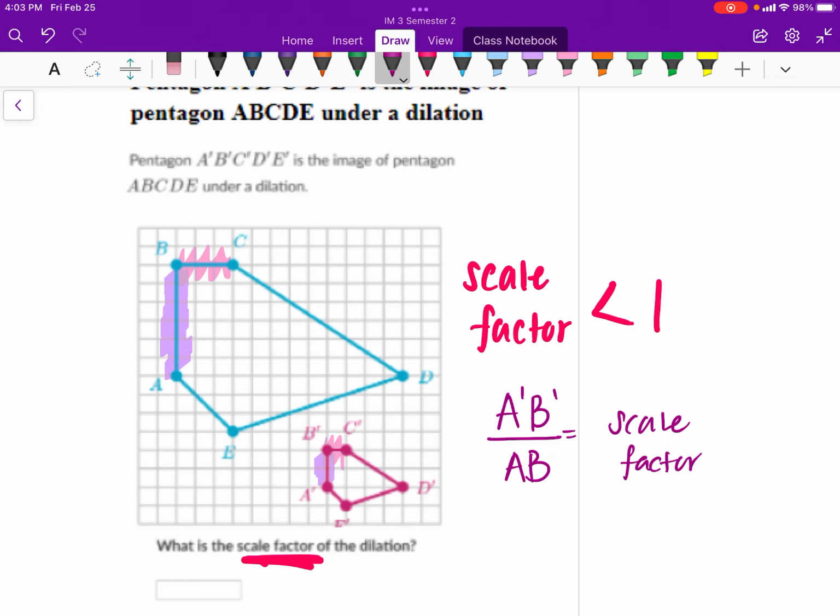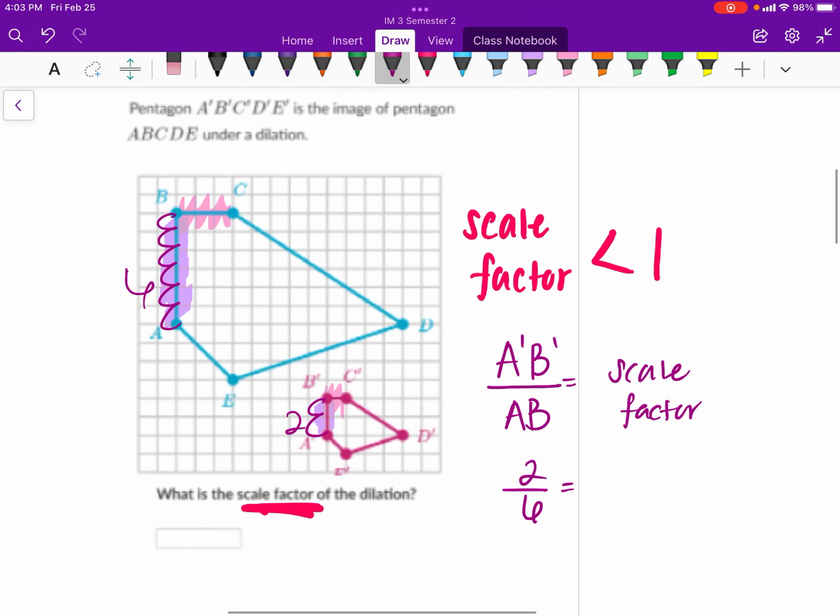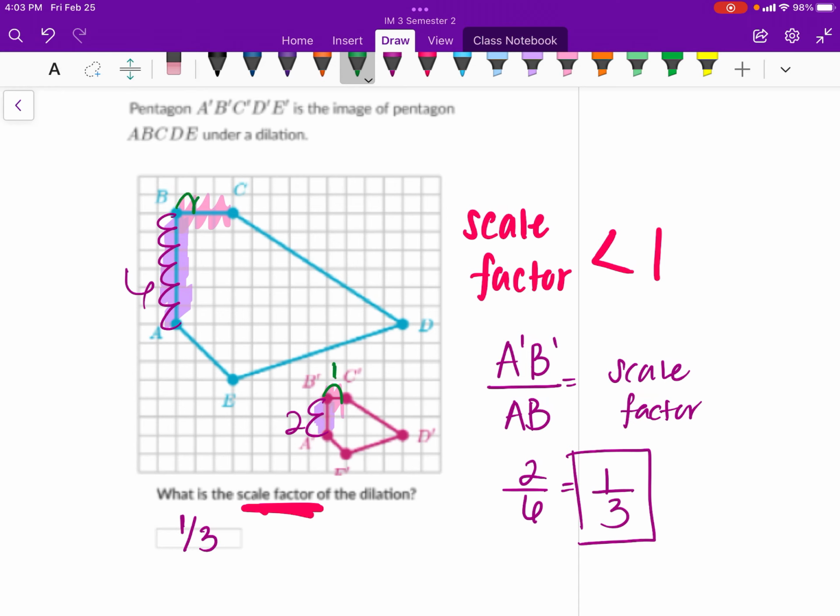A prime B prime in this case is 2, and then AB is 1, 2, 3, 4, 5, 6. So this is going to be 2 over 6. We could simplify this fraction to 1/3. So this here represents our scale factor, 1/3. I could also try it with BC. B prime C prime is 1 and BC is 3. So if I were to write this again, it would be 1/3. Okay, 1/3.